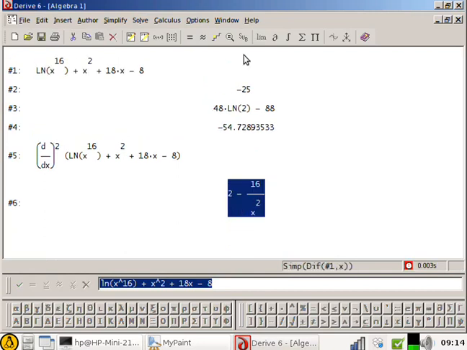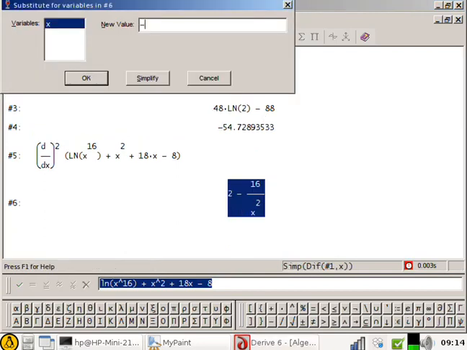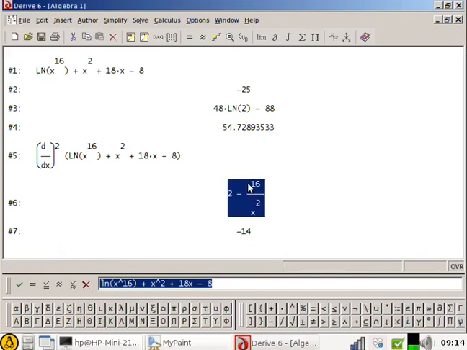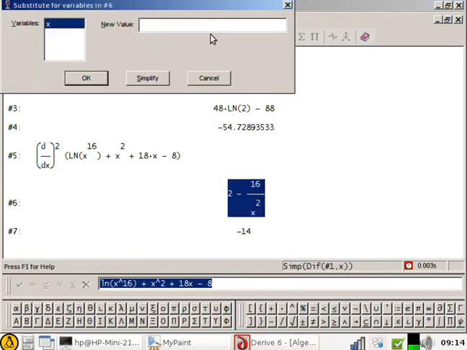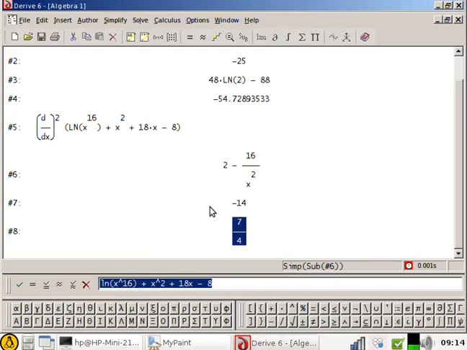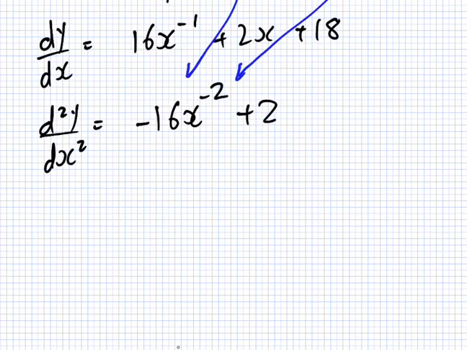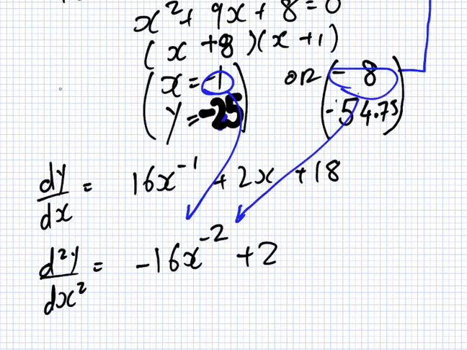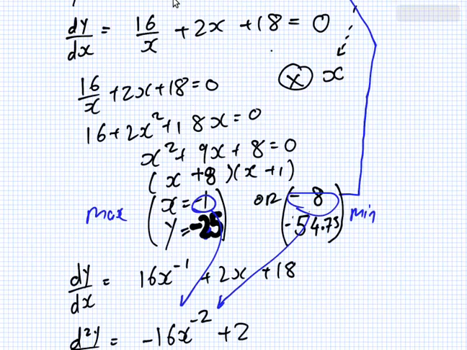Just double check that. Put in minus 1, and that's a negative. Put in minus 8, and that's a positive. So the first answer is a max, and the second answer is a min. So this is the max, and then this is the min. Okay, and that's it then. Okay, write that down, please.